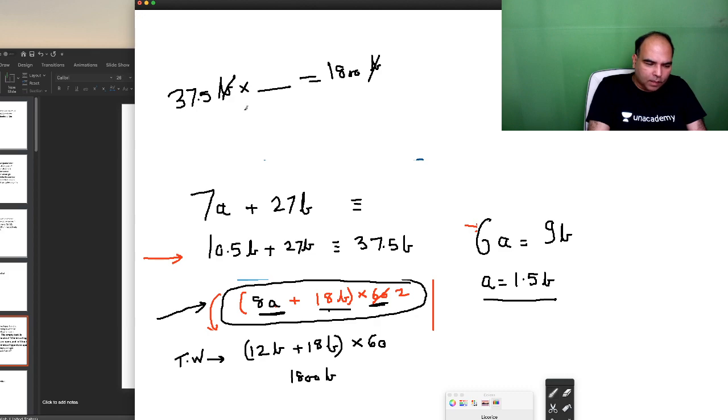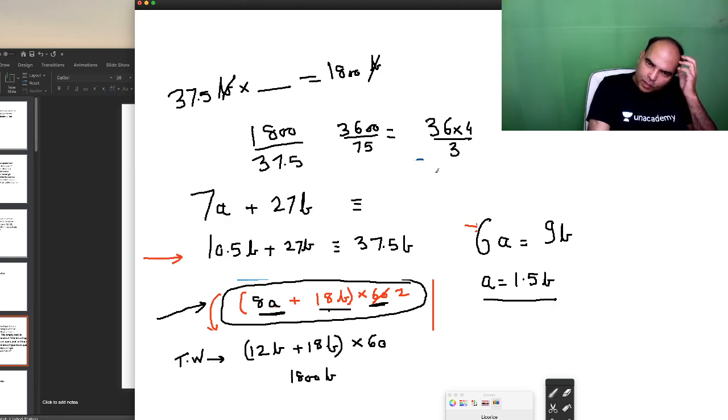तो इसको सॉल्व करूँगा. I think Mitesh was right. The answer will come out as 1800 by 37.5 or 3600 by 75. Which is basically nothing but if you do this calculation in this form, 36 into 4 by 3, तो ये 48 आ जाएगा. इसमें मैंने 100 को अलग कर दिया है और 100 by 75 को 4 by 3 कर लिया.